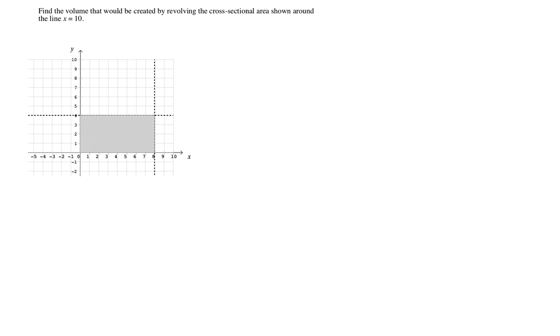Find the volume that would be created by revolving the cross-sectional area shown around the line x equals 10. So an important line in this problem is going to be this vertical line x equals 10. It's going to be what would be referred to as an axis of revolution.